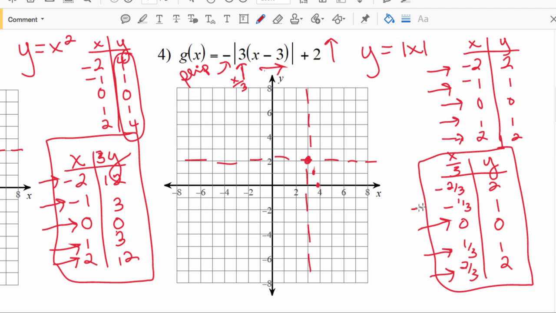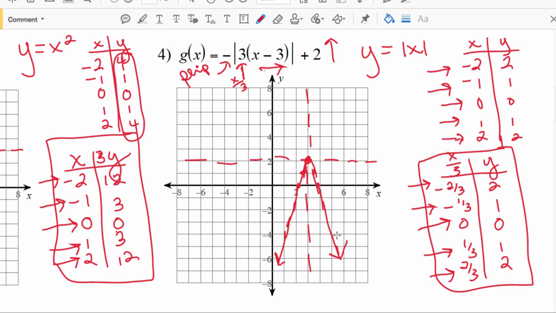And let's go ahead and do this. Instead of left 1, we're going left 1/3 and then down 1. So our graph's upside down. Instead of left 2, we're going left 2/3 and then down 2. And then that's our graph. Make yours just a little bit neater than mine.